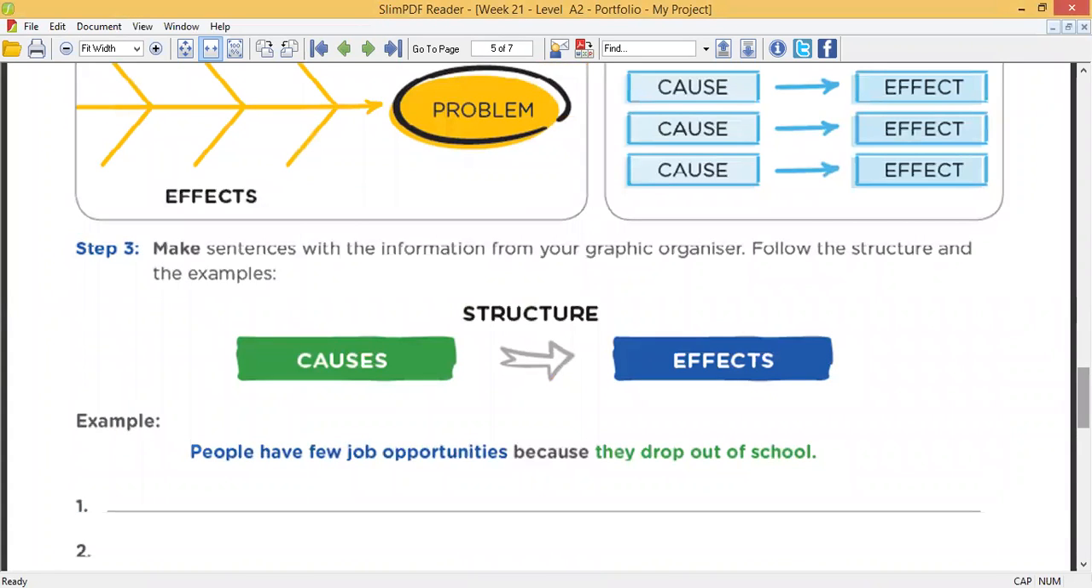And finally, step number 3, make sentences with information from your graphic organizer. Follow the structure. This is the structure. Now, the effects: people have few job opportunities because they drop out of school. People don't have a permanent job or a good job because they drop out of school, because they left the school and didn't study anymore, for example.